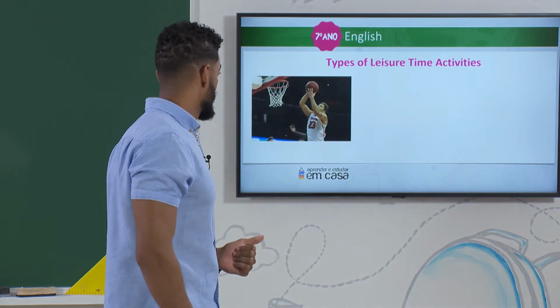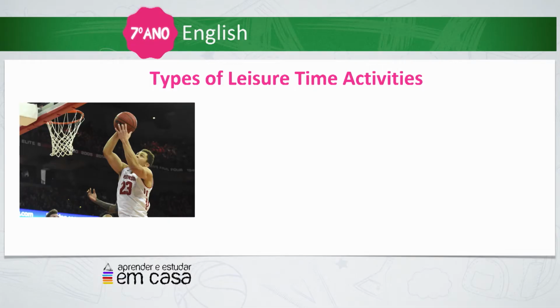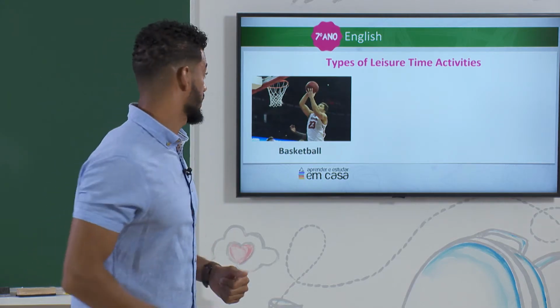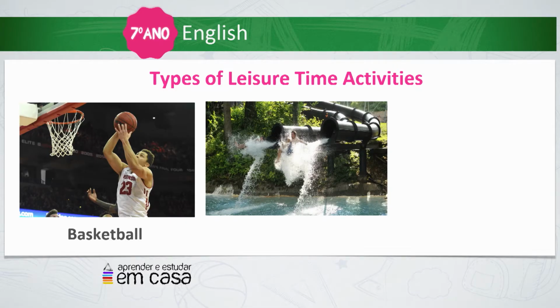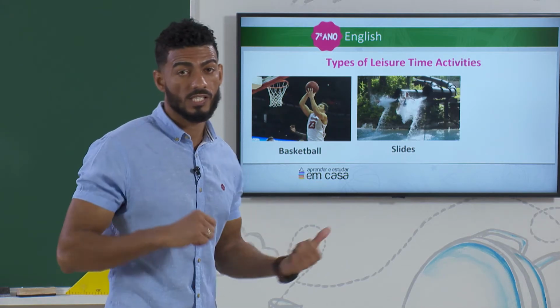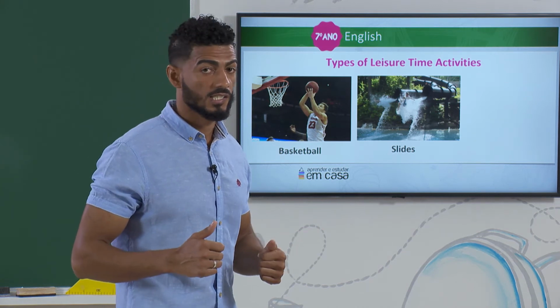The first one, can you guess what we have here? Good, basketball. Can you repeat? Great, basketball. The second one, can you guess what we have in the picture? Say it again. Good. We have slides. Do you used to do it? Great.